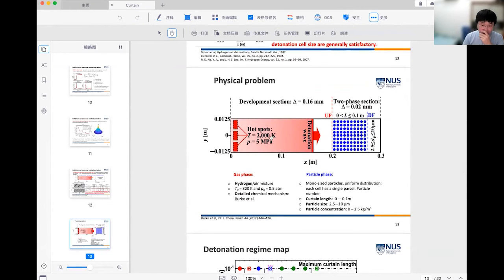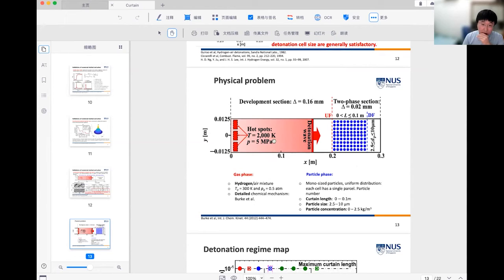So below is our research work. It is a two-dimensional domain 0.3 meters long and 0.025 meters wide. It has two sections, a driver section and a two-phase section. The detonation is ignited with 3 hotspots in the left end with high pressure and temperature. And finally, it will generate a planar detonation wave before approaching the two-phase section.